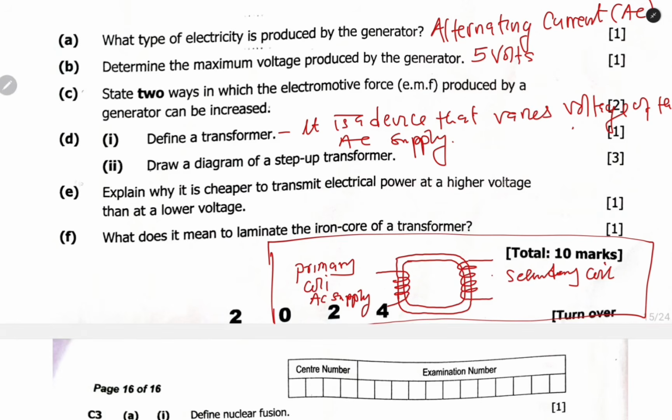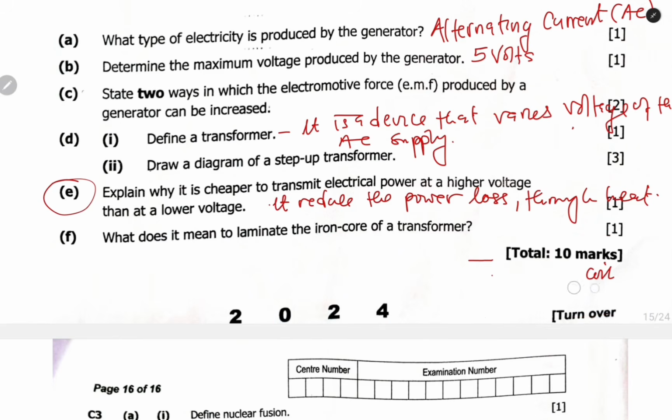Explain why. So we are on to question E. Explain why it is cheaper to transmit electrical power at a high voltage. It is cheaper because it reduces the power loss, and of course power can be lost through heat. So it reduces power loss through heat. That is why it is easy to transmit power at high voltage.